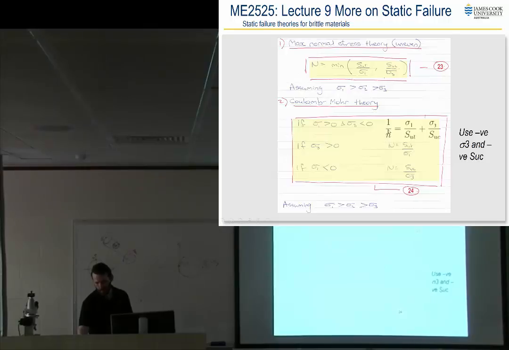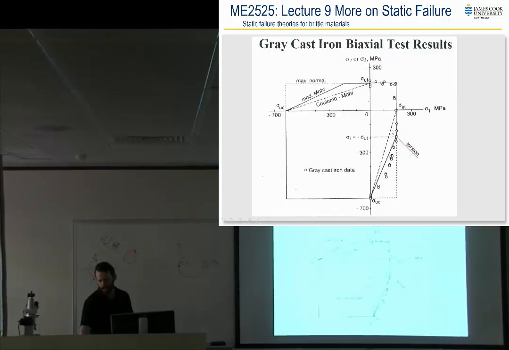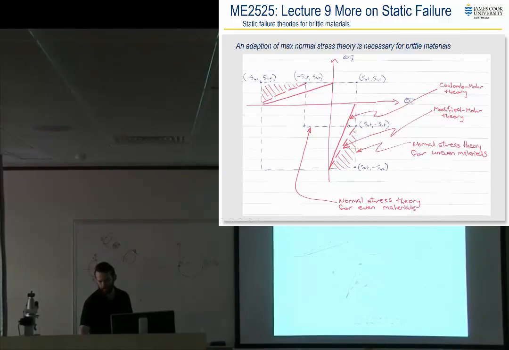Cool? The next one. Now, I put this here because whenever there's an SUC or a, let's say sigma 3, and we assume sigma 3 is negative for all of these equations. If it's not, then it doesn't matter. If we look at this, let's say this one. If sigma 1 is positive and sigma 3 is negative, we're in this quadrant, and that's effectively what we're calculating, okay? If sigma 1 and 3 are positive, then we're in this quadrant, and we understand what to do with that rule, because that's the same as the normal stress theory for even materials.